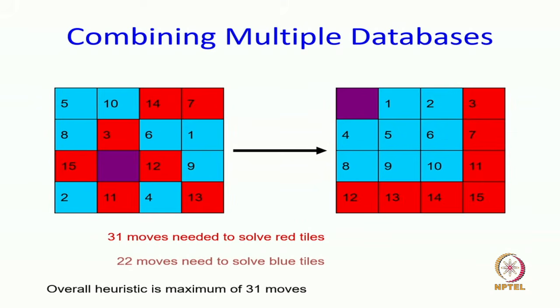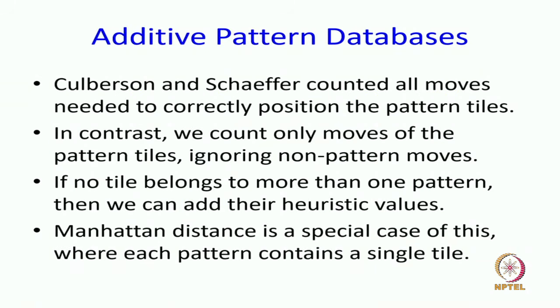While moving the red tiles, don't count blue tiles at all. Only count the moves of the red tiles. Allow yourself to make as many blue tile moves as you want, just don't count them. So, individually you will come up with a lower heuristic value, but then it will be additive because you are never doing double counting. You are never even counting the blue tile moves. So, this is what is called additive pattern databases. We only count moves of pattern tiles, ignoring the non-pattern moves.